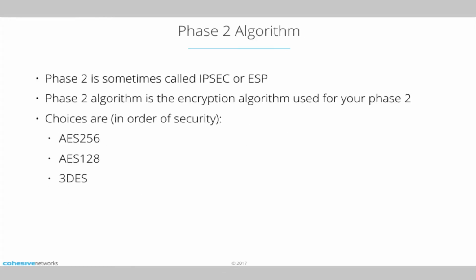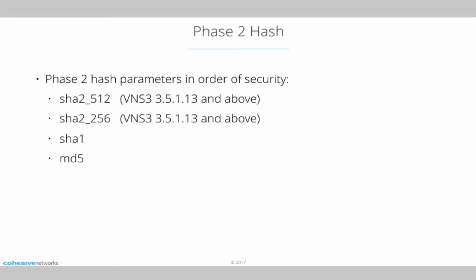Phase 2 algorithm is sometimes what people talk about when they ask what are you doing for IPsec or what are you doing for ESP. Phase 2 algorithm, again, is the encryption algorithm used, and the same choices are available: AES 256, AES 128, and 3DES in order of security. The hashes are the same in order of security. The most commonly used is SHA-1. It's generally end-of-life equipment that uses MD5, and you'll start to have people asking you for SHA-2, which is becoming more popular.